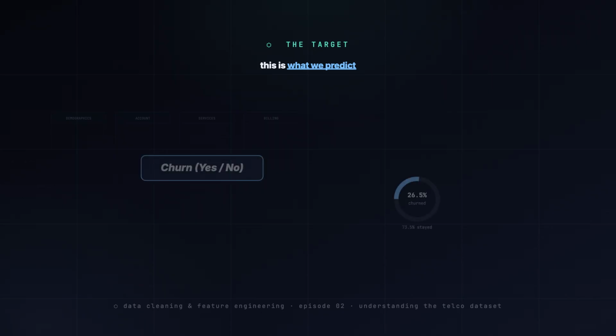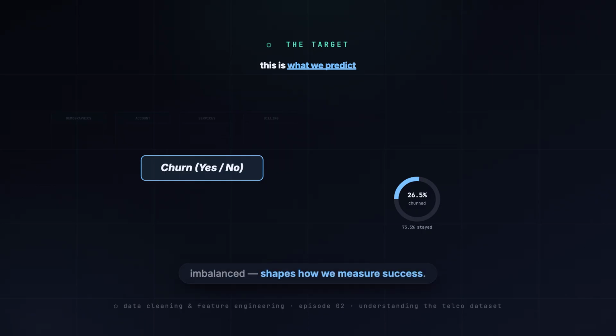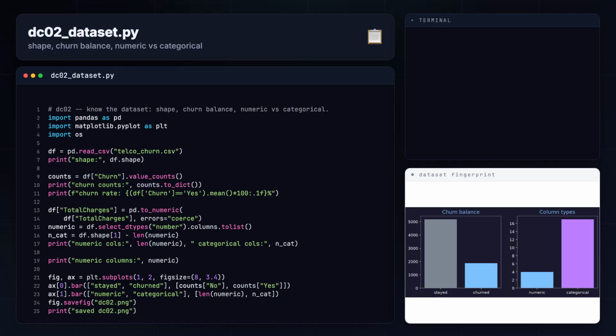Look at its balance. About 73% stayed, 27% left. That imbalance changes how we will measure success later, so we note it now on day 1. Let us see all of this in one file.